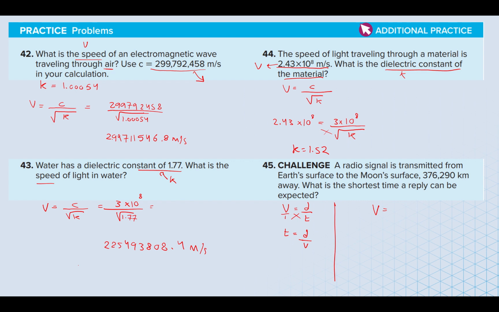Well, since this signal is transmitted from Earth to the surface of the Moon, this signal is in space, and in space, the speed of the electromagnetic wave is 3 times 10 to the power of 8. Right, so we have the speed and we have the distance, so we will divide. T equals.